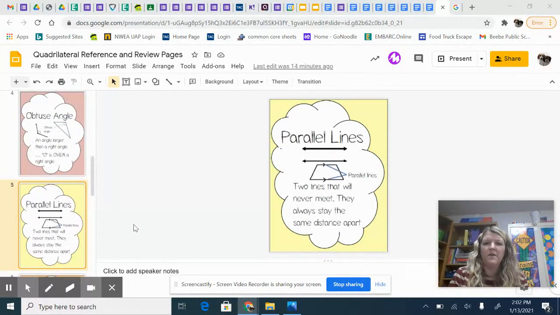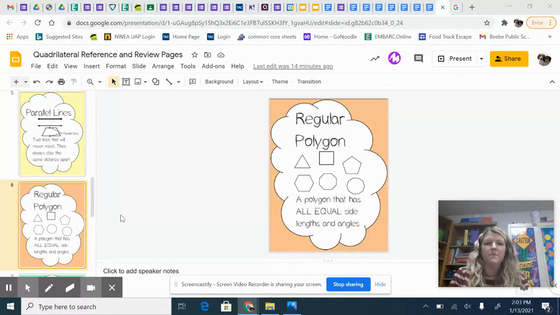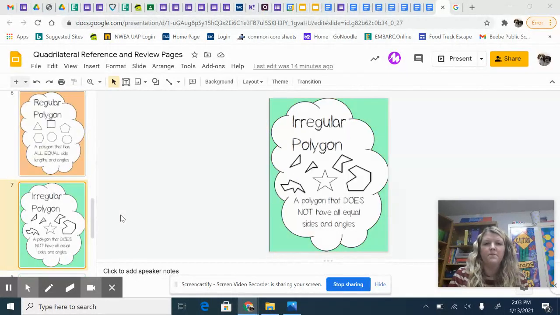Then we've got parallel lines. These are two lines that will never meet. They always stay the same distance apart. So that's going to be important when we're talking about quadrilaterals. And then a regular polygon is a polygon that has all equal side lengths and angles. So it's regular if the sides are the same length and the angles are the same measure. And then an irregular polygon is a polygon that does not have all equal sides and angle measures.